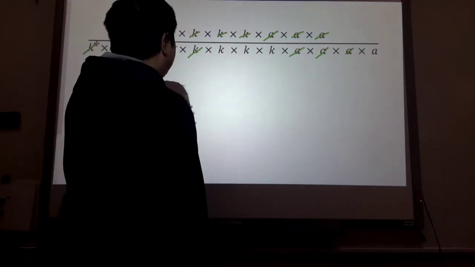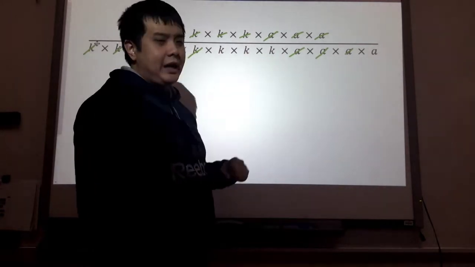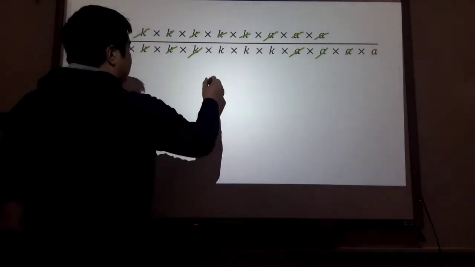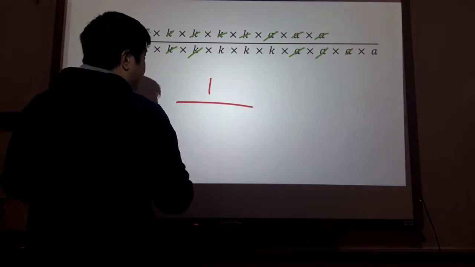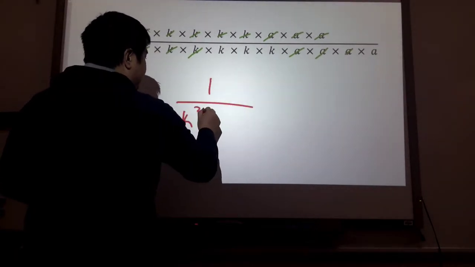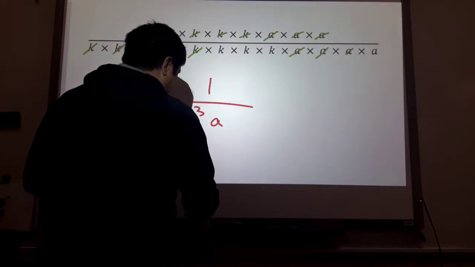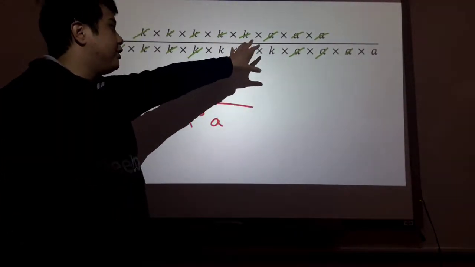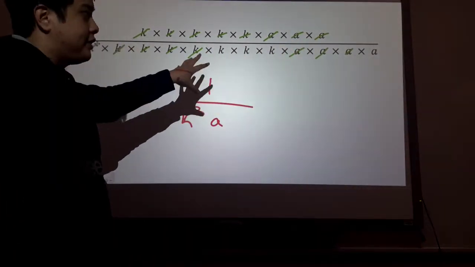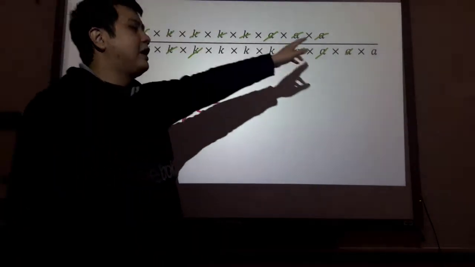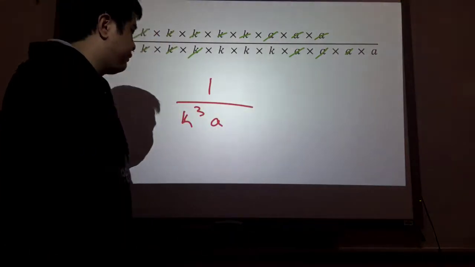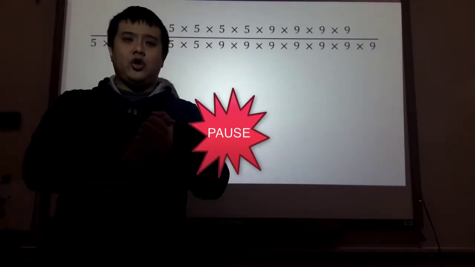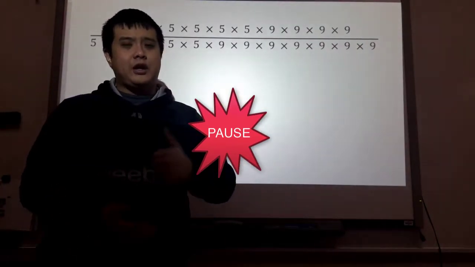So therefore we have left over 1, 2, 3 k's and 1 a inside our denominator. This can be written as 1 over k to the third a. And notice how I have put that all in the denominator because this is also inside the denominator. And I've put a 1 at the top because remember, each one of these simplifies to a 1. Okay? Hit pause on your devices and try this one out on your own.